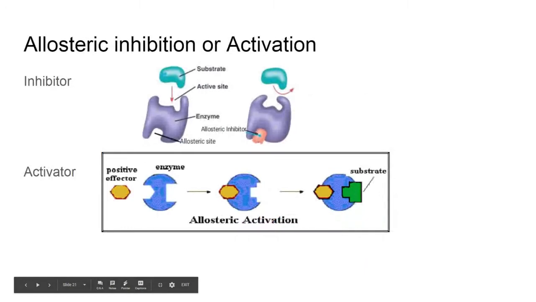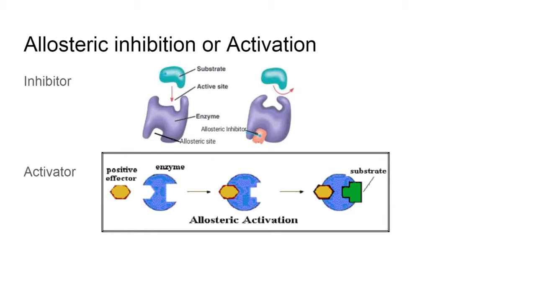So we have allosteric inhibitors or allosteric activation. The allosteric site is where an activator or inhibitor can go, and this can change the enzyme shape. An allosteric inhibitor will go to the allosteric site and change the enzyme shape so that a substrate cannot go in, while an allosteric activator will bond to the enzyme's allosteric site, and then it will change the shape so that a substrate can go in.